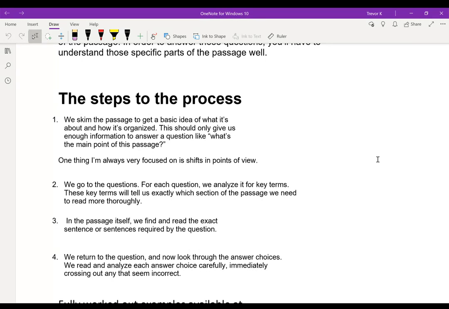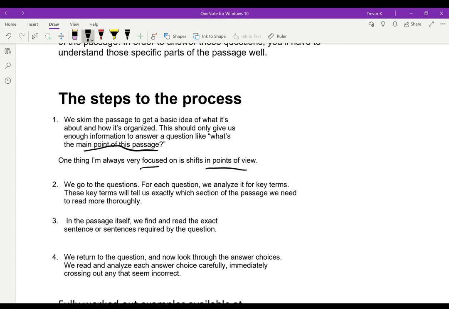We just want a basic idea of what the passage is about and how it's organized. So it should really just be enough to get us something like, what's the main point of this passage? You know, what is going on? And one thing I'm always very focused on here is shift in points of view. So when I'm reading this passage, I really want to pay attention to who believes what. What does the author believe? What do the people mentioned believe? Are there any disagreements?